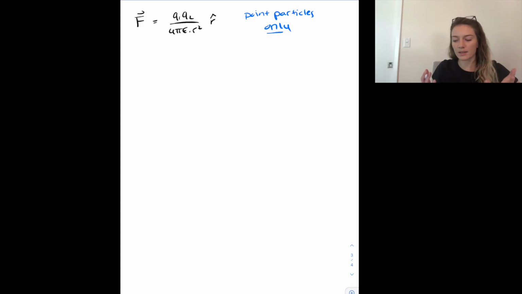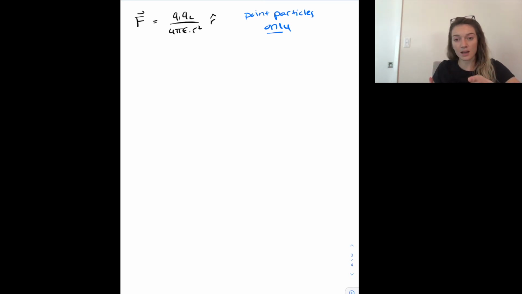So if you have two line charges, or two infinite line charges, or a disk and a ring, if you have anything that's not a point charge, Coulomb's law will no longer apply. You would have to modify it quite a bit. So this only applies for point particles, and you need two of them. Remember, since Coulomb's law is a force, in order for a force to be present, you need two things. So you need two point particles in order for there to be a force.